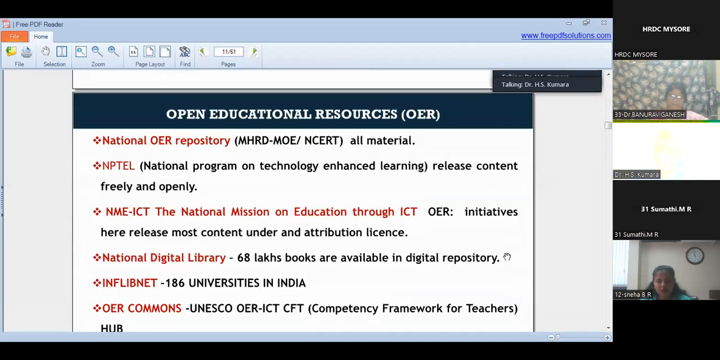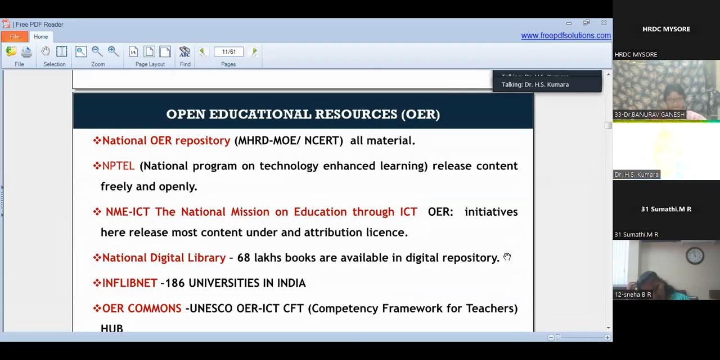What are the components under these open education resources? Because already there is a national OER repository. The Ministry of Human Resources Development, now we call it the Ministry of Education, and also NCERT, have made a lot of material available under the national OER repository. Probably this can be useful for the student fraternity as well as for the teachers.